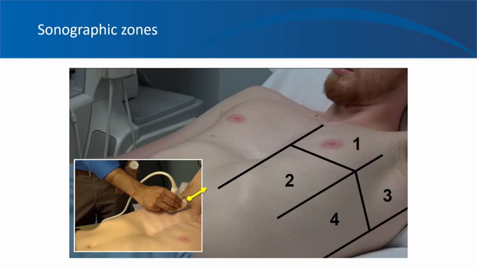If you don't need deeper penetration and you are just evaluating the pleura to look if the pleura is sliding or not, a high frequency vascular probe can be used. Remember, the high frequency probe does not penetrate deep, while if you use a lower frequency probe, you get deeper penetration and you can assess the deeper parts of the lung.